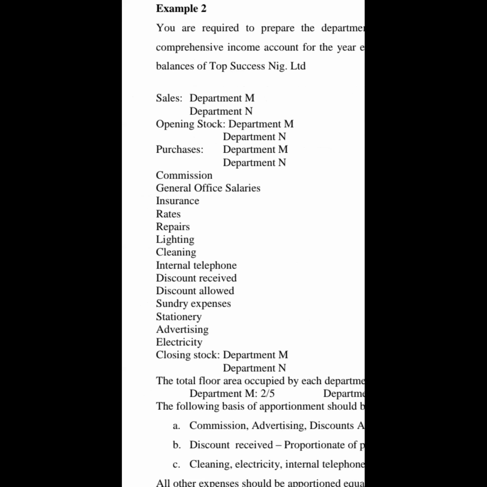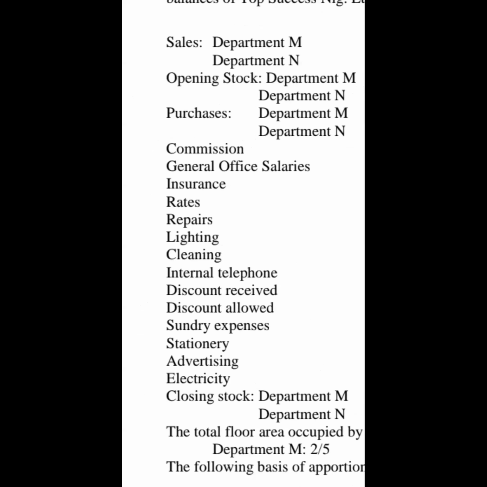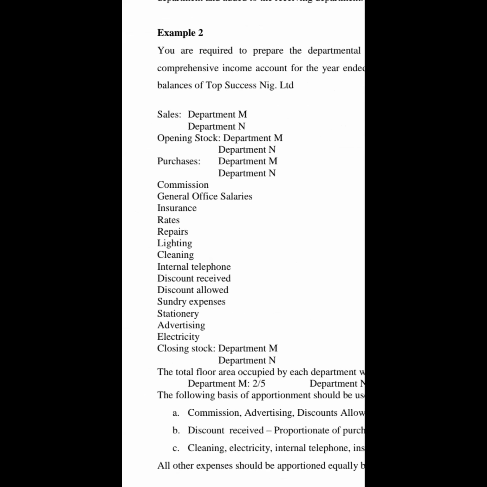So you can see that we've exhausted the ones they gave us the basis for, isn't it? Yes. We're now told that every other expense in this question, we're going to apportion equally between the departments. It means we're going to share them into two. So we'll now look at our question. We've treated commission from those expenses, isn't it? The expenses start from this commission. So we'll now be looking at the other ones.